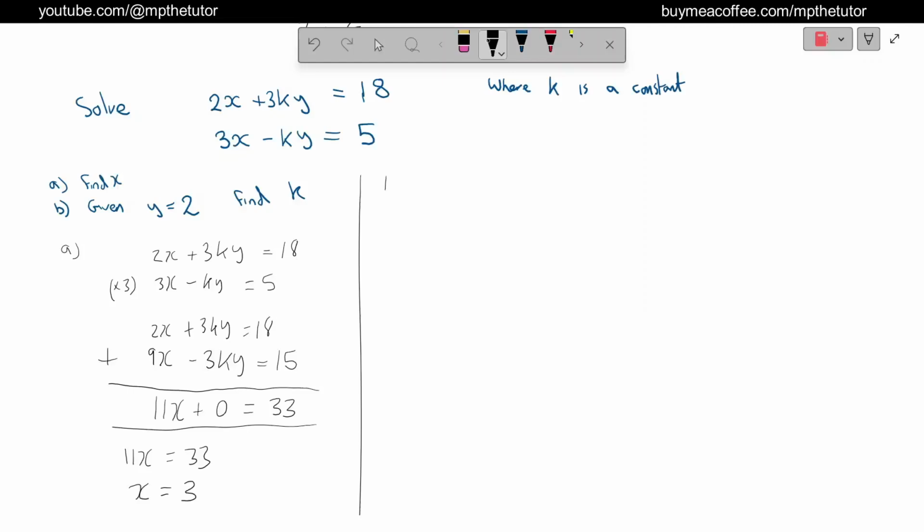Now let's have a little look at part B. Given y equals 2, find k. Well, now we've got x, we might as well work out k by just plugging in our values. So I'm going to go for the bottom equation here, the 3x minus ky equals 5. So x equals 3 and y equals 2. All we're doing is going to plug in our values. So 3 lots of 3, so you can actually write that up, minus k lots of 2 equals 5.